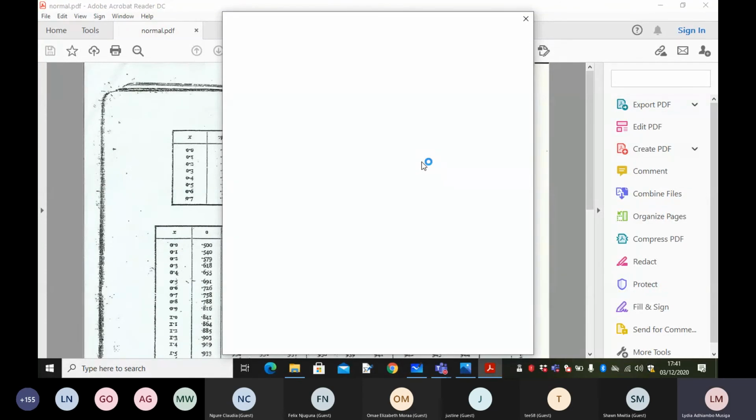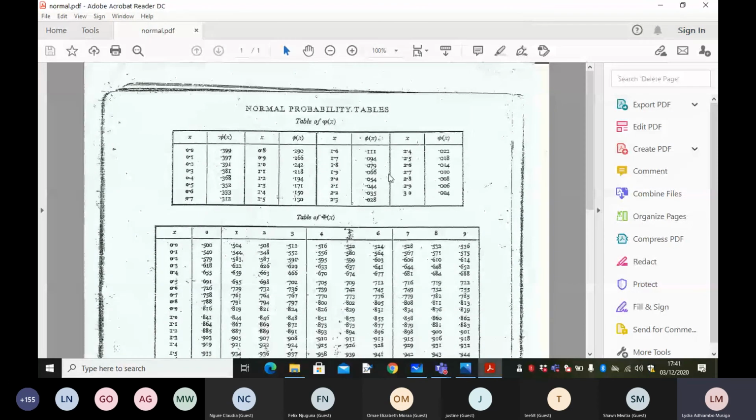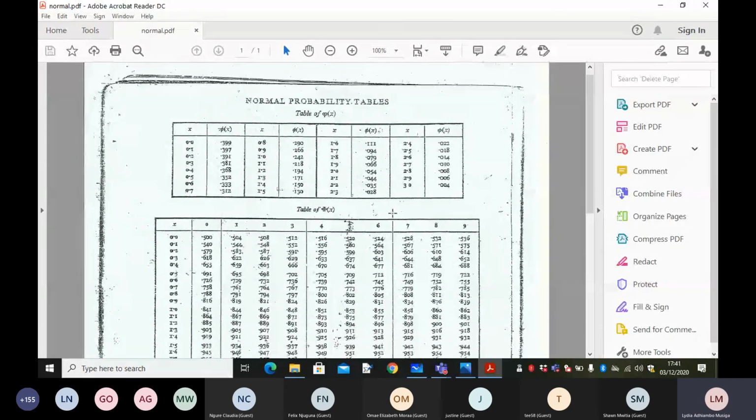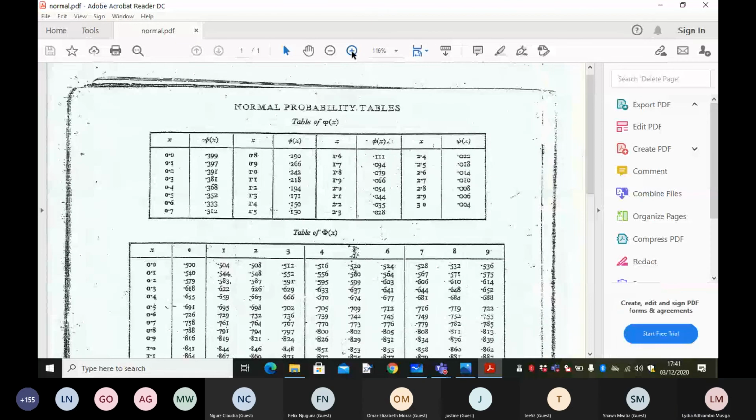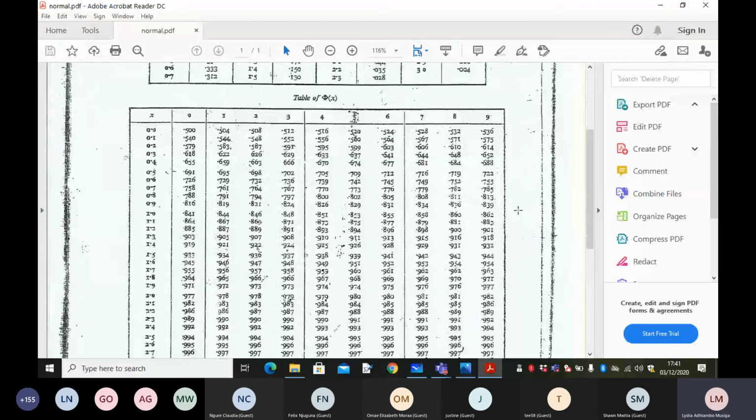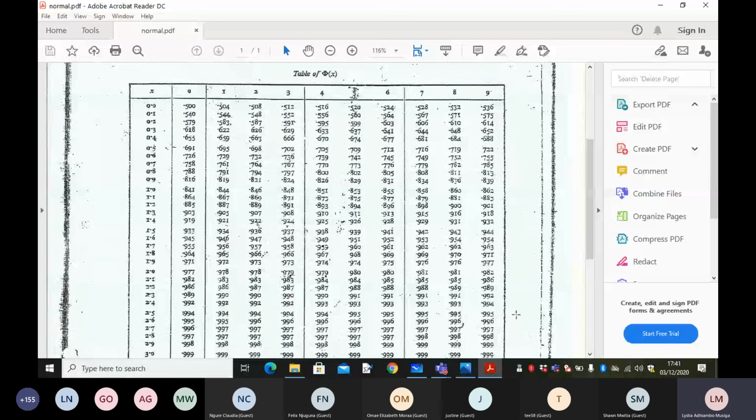What happened? How many things are opening up? I don't know what this one is. The second one. Okay, so this is the standard normal distribution. Let me go back to the whiteboard so that we are together.